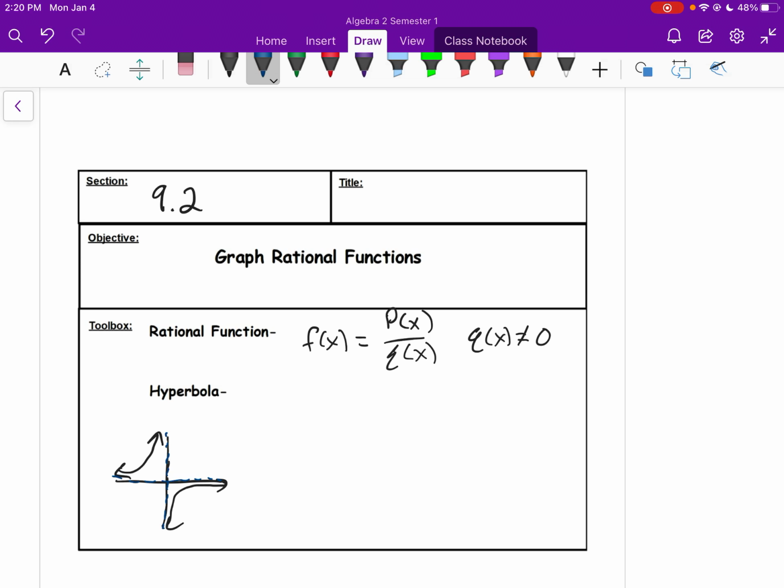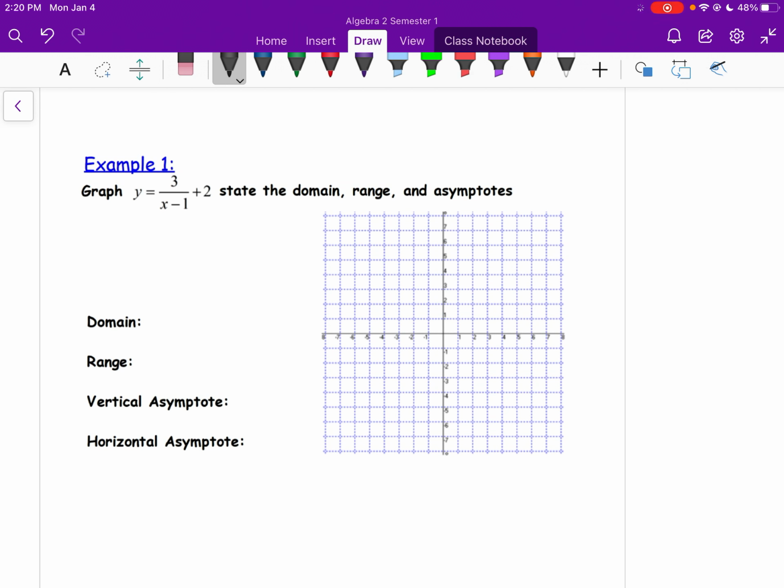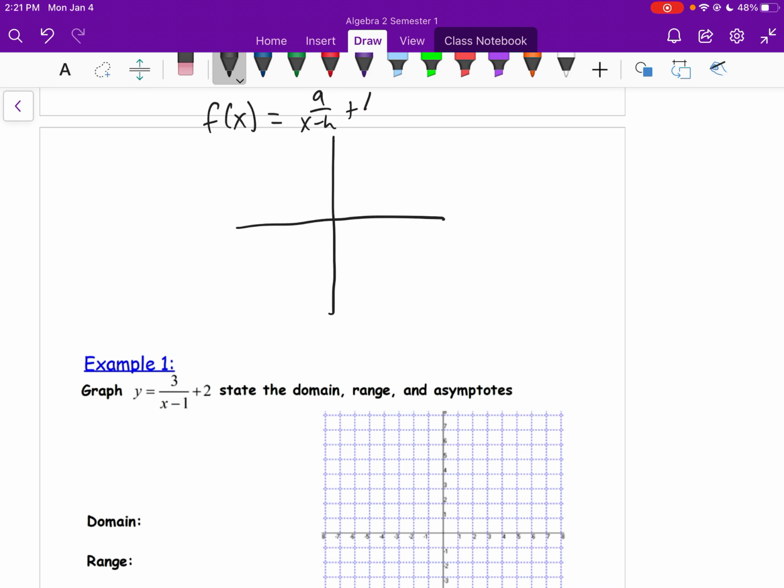But a hyperbola, so anytime I refer to a hyperbola, that is just going to be the graph of a rational function. Okay, so let's go ahead and look at them. Now, when we graph these, we're going to use the parent function. The parent function is f of x is equal to a over x minus h plus k.